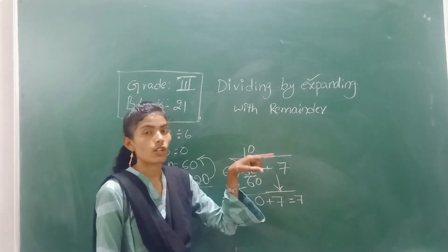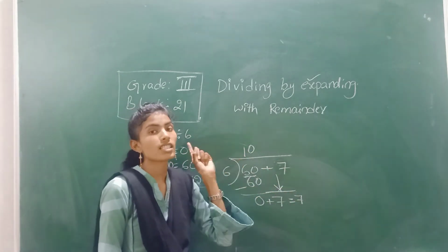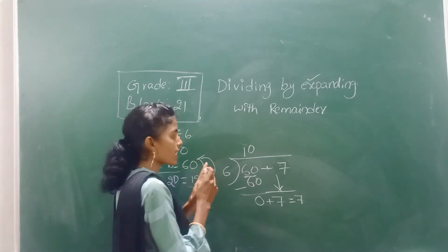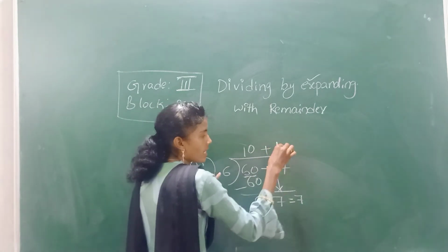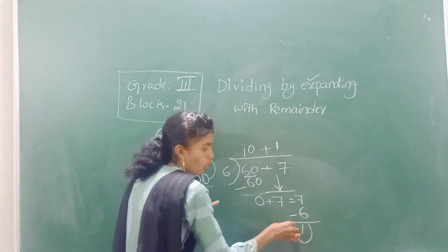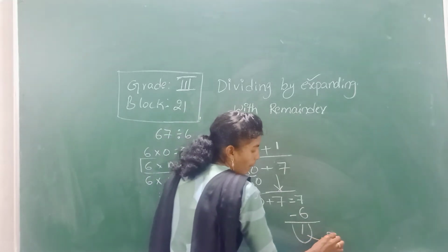6 zeros are 0, 6 ones are 6, 6 twos are 12. 12 is greater than 7, so go to the before number. 6 ones are 6. Now 7 minus 6 is 1. So what is that? 1 is the remainder.